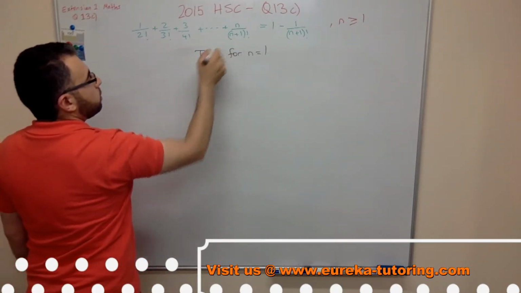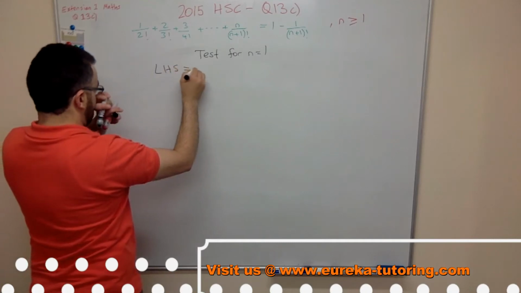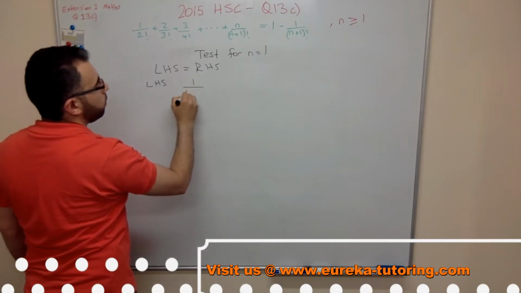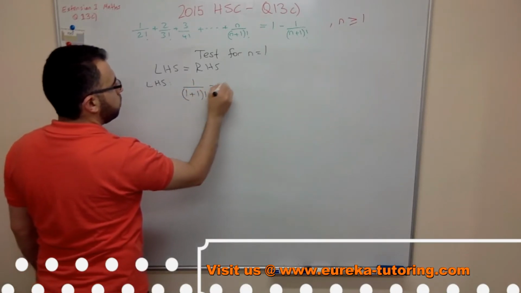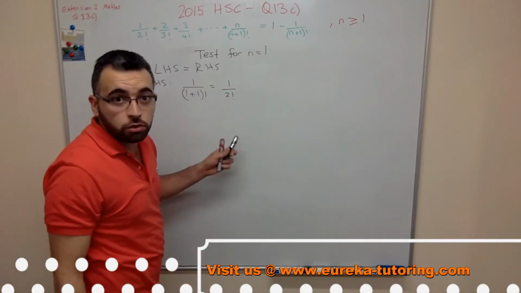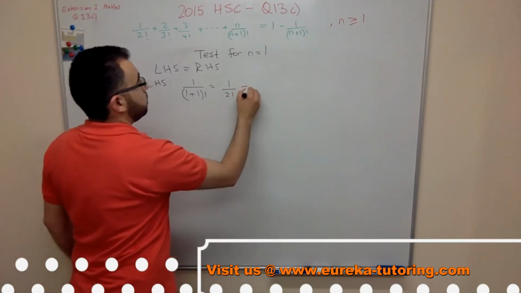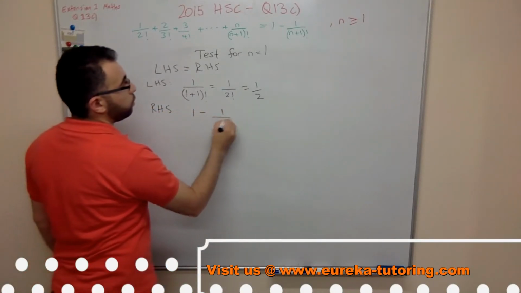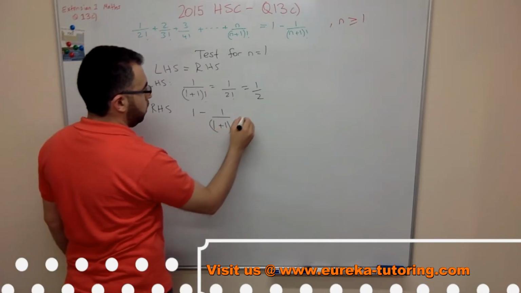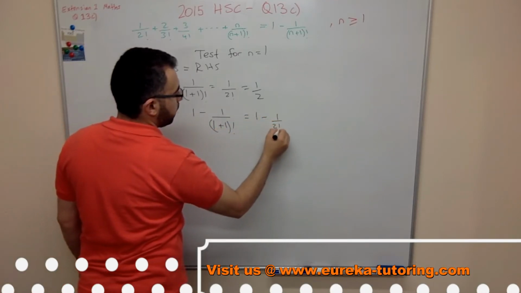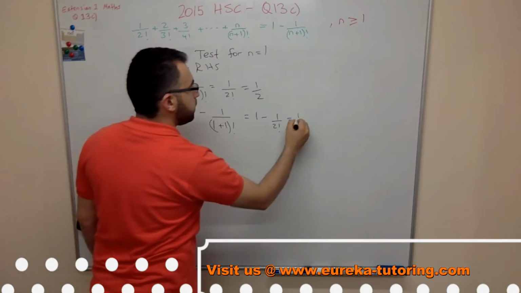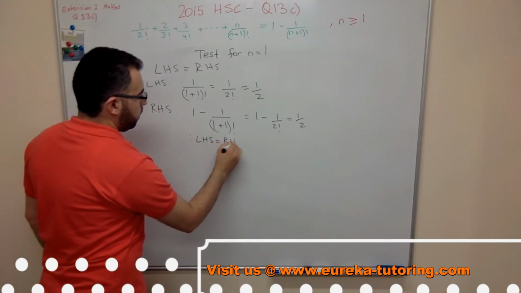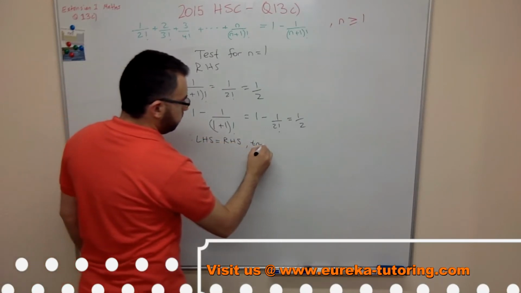Okay, so you just sub in n equals 1 into this side. So the left-hand side must equal the right-hand side. Left-hand side, 1 over (1 plus 1) factorial, which equals 1 over 2 factorial. I mean, that 2 factorial is 2 times 1. So that equals a half. Right-hand side, 1 minus 1 over (1 plus 1) factorial, which equals 1 minus 1 on 2 factorial, which equals 1 minus a half, which is a half. Therefore, left-hand side equals right-hand side. True statement.